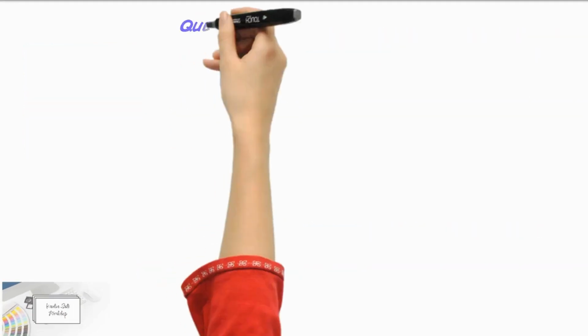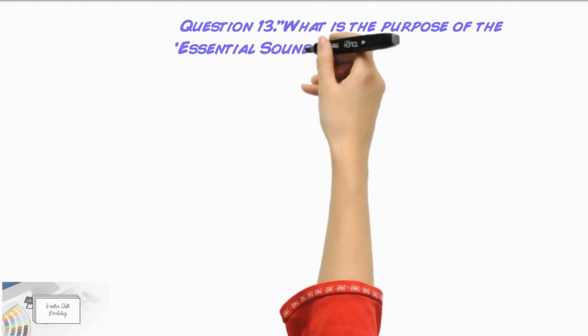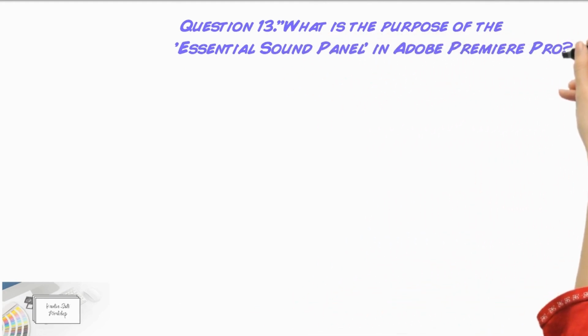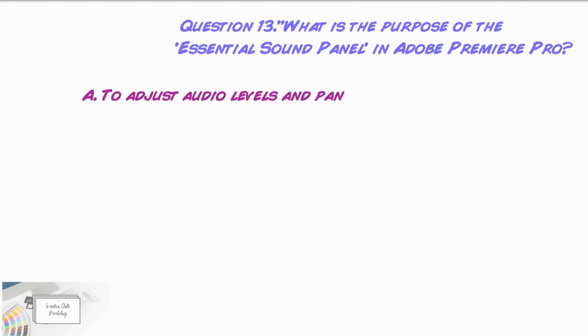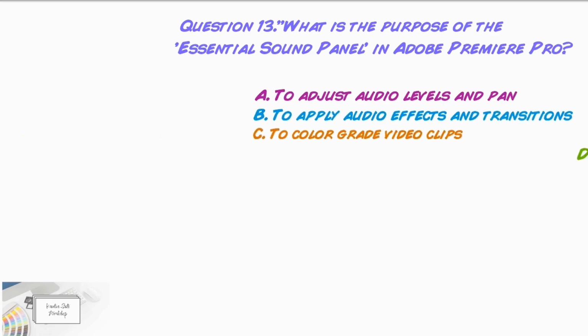Question 13. What is the purpose of the Essential Sound panel in Adobe Premiere Pro? A. To adjust audio levels and pan. B. To apply audio effects and transitions. C. To color grade video clips. D. To add new audio tracks.